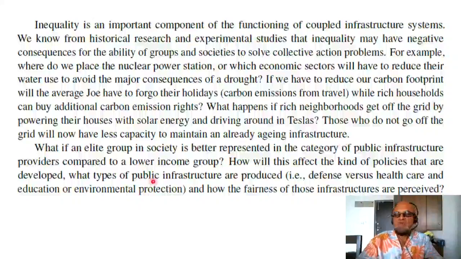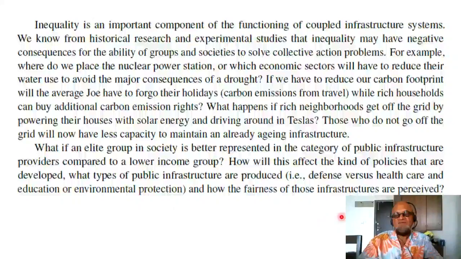What if an elite group in society is better represented in the category of public infrastructure providers compared to lower income groups? How will this affect the kind of policies that are developed? What types of public infrastructure are produced by this collective choice, i.e. the defense versus healthcare and education or environmental protection are the kind of collective choices, and then how the fairness of those infrastructures are perceived.